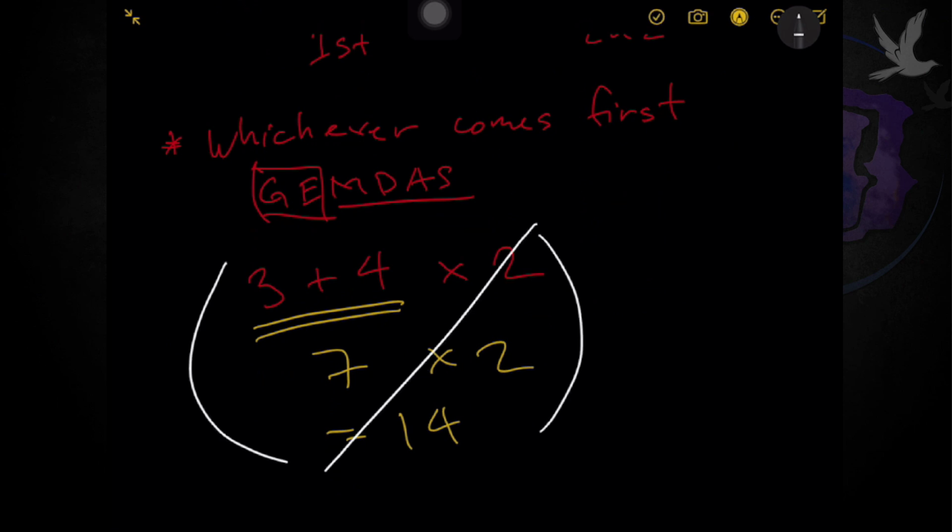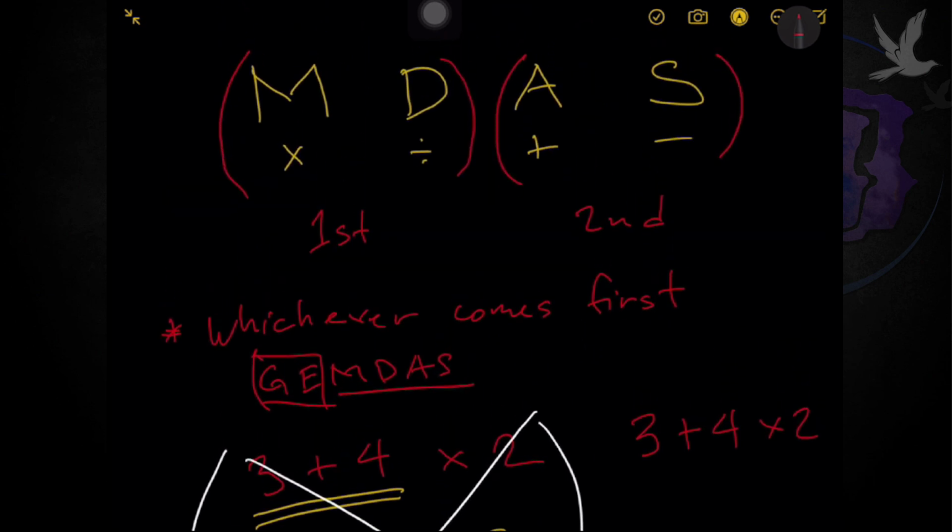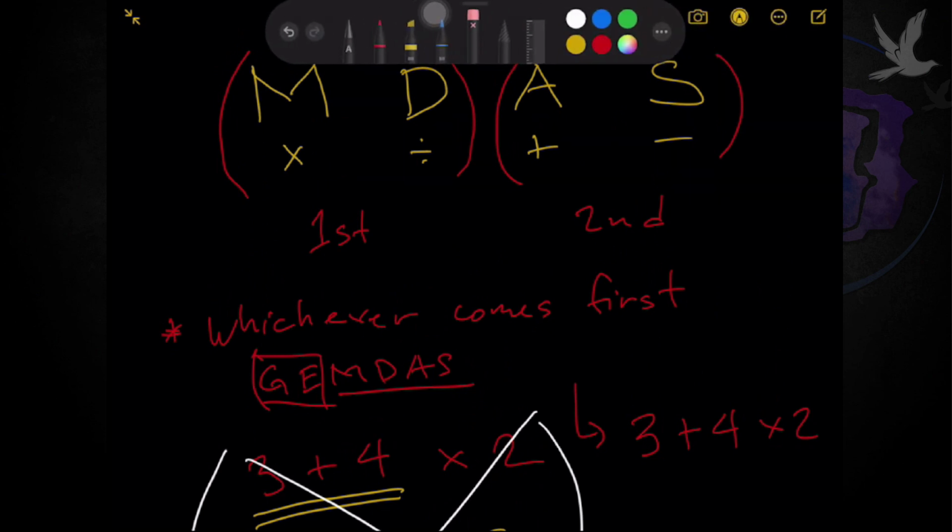This is wrong. Kasi nga, you need to follow the standard way of solving, which is using the GEM-DAS rule. Asking yourself, in this given equation, 3 plus 4 times 2, do you see any multiplication or division operation? Which actually belongs to the first group. Kasi nga, that's the reason why we have two groups: the first group, multiplication and division, and the second group, addition and subtraction.